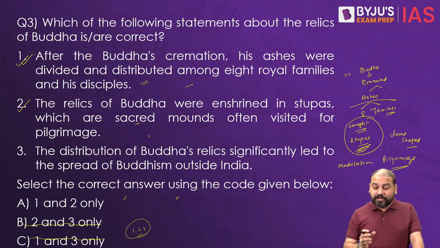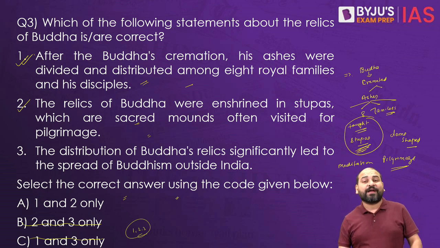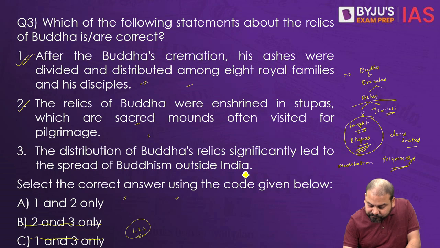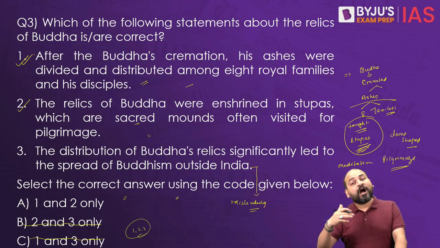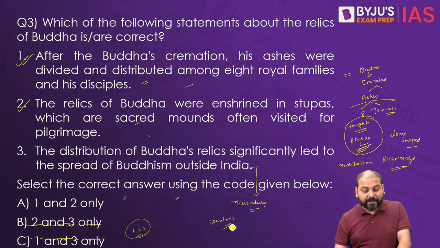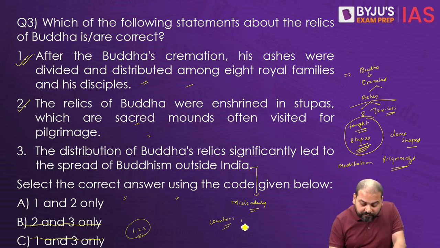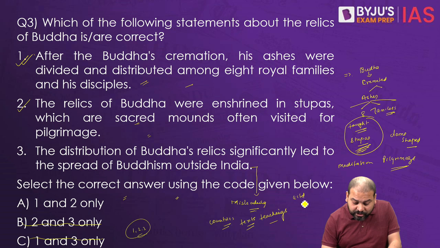The distribution of Buddha's relics significantly led to the spread of Buddhism outside India. Now, please understand, this is slightly a misleading option. There is no doubt Buddhism spread outside India also. Many countries outside the world, Buddhism had spread. But that spread was because of the texts of Buddhism, the teachings of Lord Buddha, and the fact that in different areas, monastic communities had been established in those days.